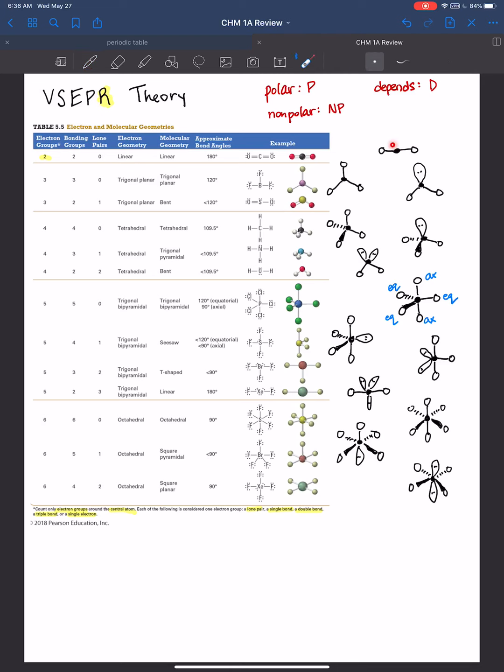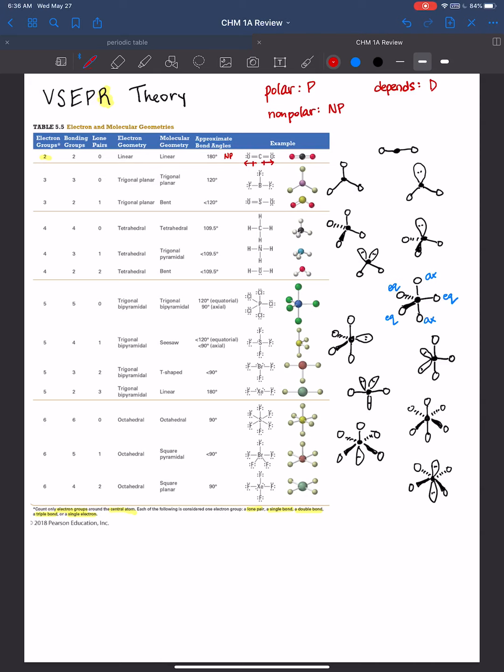If something is symmetrical and you have the same atoms on the outside, like for example, carbon dioxide is a great example. Carbon-oxygen bonds are polar covalent, right? That oxygen's very electronegative. However, these little dipole moments are going in equal and opposite directions. And so, because carbon dioxide is linear and has that symmetry, it's overall nonpolar.